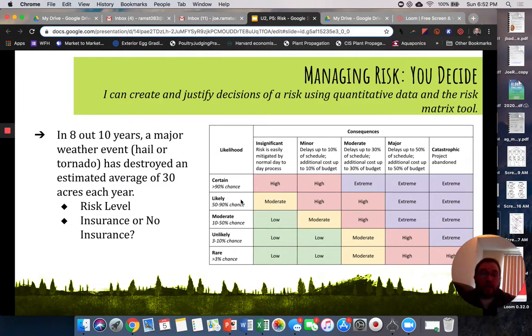So I have 100 acres, 30 divided by 100 equals 30%. So if I go from likely and then over to moderate, because delays up to 30% of schedule, additional cost of up to 30% of budget, this tells me that I am at a high risk. And therefore, I probably would want to purchase insurance.